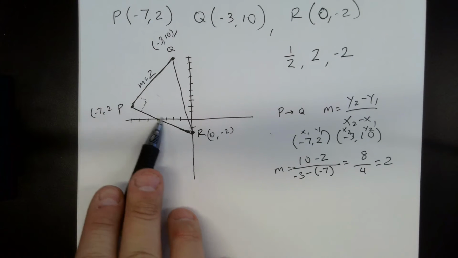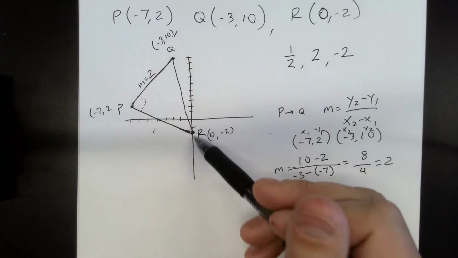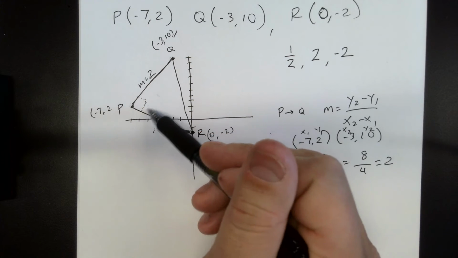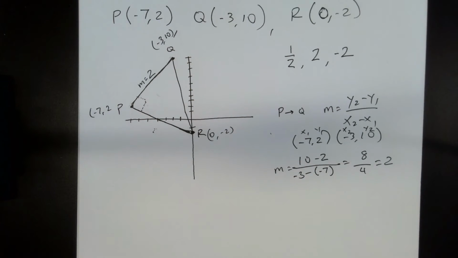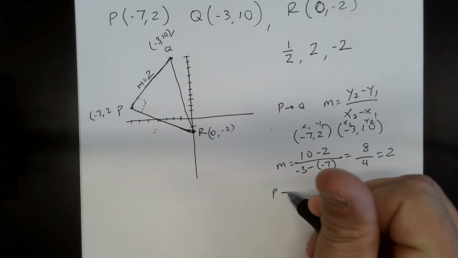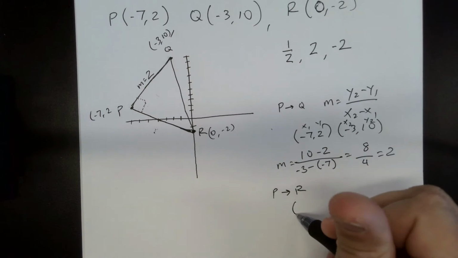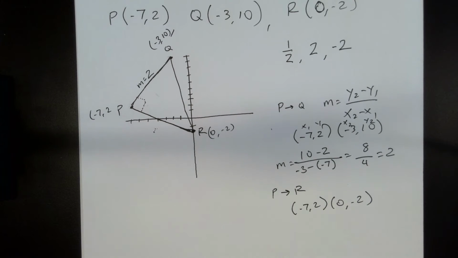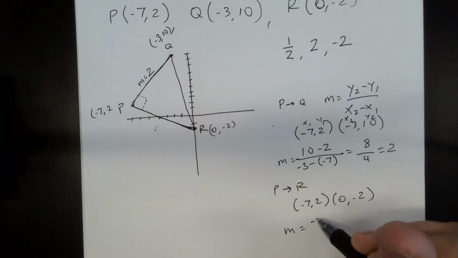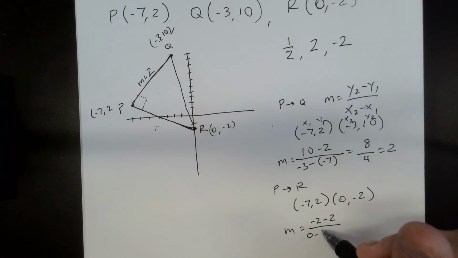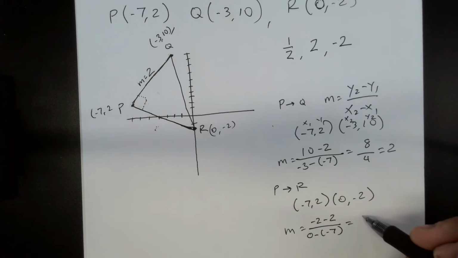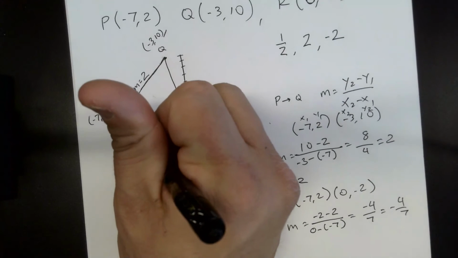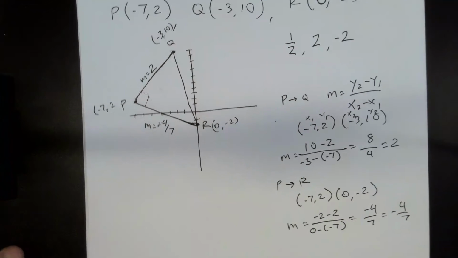Now we need to find the slope of this line. We don't need to find the slope of this line over here, because we're looking for this intersection right here to determine if it's a right angle. Remember, if it's perpendicular, then it is a right angle. So now we need to find the slope between P and R. P is (-7, 2), R is (0, -2). So m equals -2 minus 2 over 0 minus -7, which gives us -4/7. So m equals -4/7.